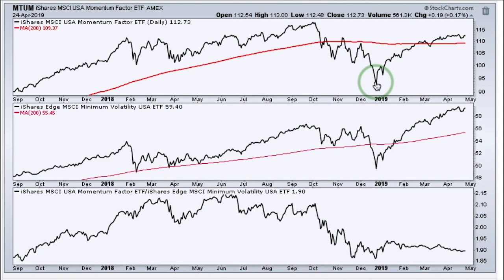So I think the main takeaway here is do not use these ETFs, momentum and minimum volatility, as a proxy for market risk, because their components do not suggest above-average risk or low risk, if you ask me.